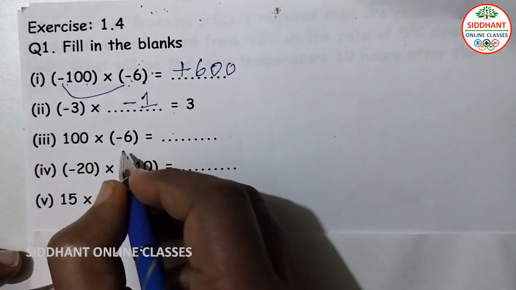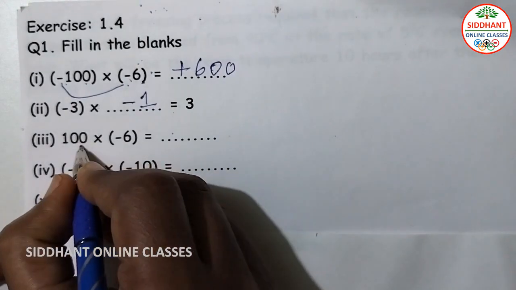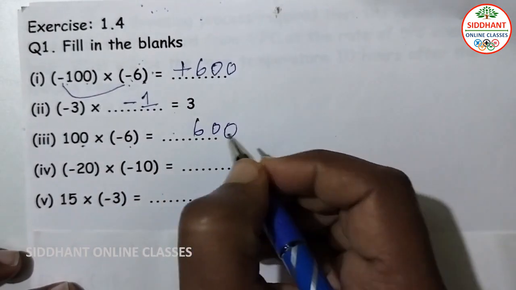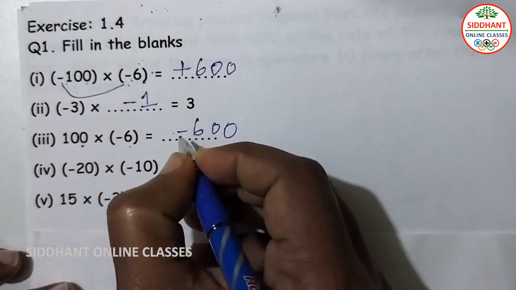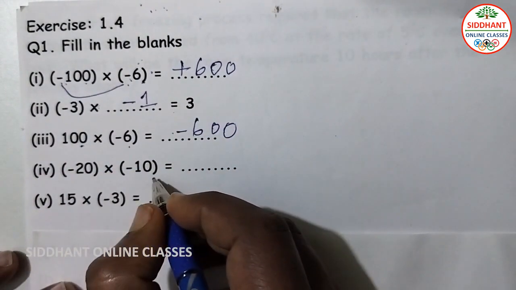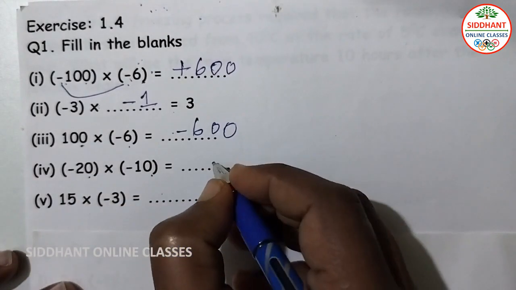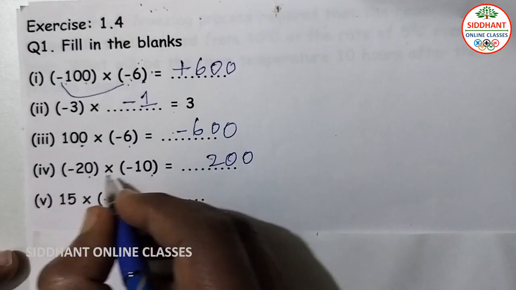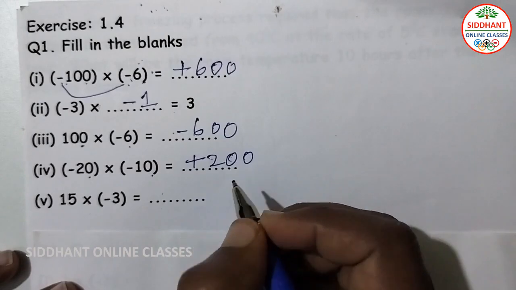Third one, 100 into minus 6. First we have to multiply 100 into 6. We get the answer 600. Then sign, plus into minus, that means minus. Answer will be minus 600. Fourth one, minus 20 into minus 10. First we have to multiply the numbers, 20 into 10, the answer will be 200. Then we have to multiply signs, minus into minus, that will be plus. The answer will be plus 200.